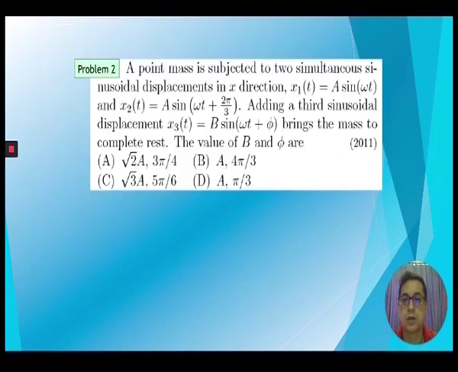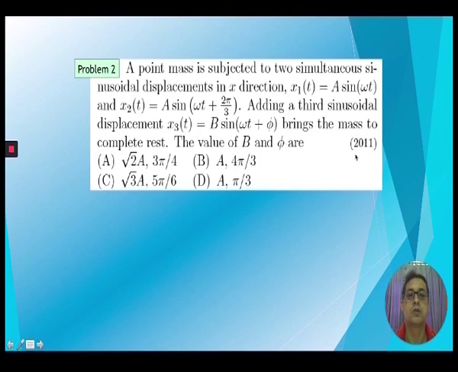Okay, let us go to another problem. So in this problem, please note it down. What is given? A point mass is subject to two simultaneous sinusoidal displacements in the x direction. x1 is equal to a sin omega t and x2 is equal to a sin (omega t plus 2 pi by 3). Adding a third sinusoidal displacement, x3 is equal to b sin (omega t plus phi), brings the mass to complete rest. You are basically asked to find the value of b and phi.